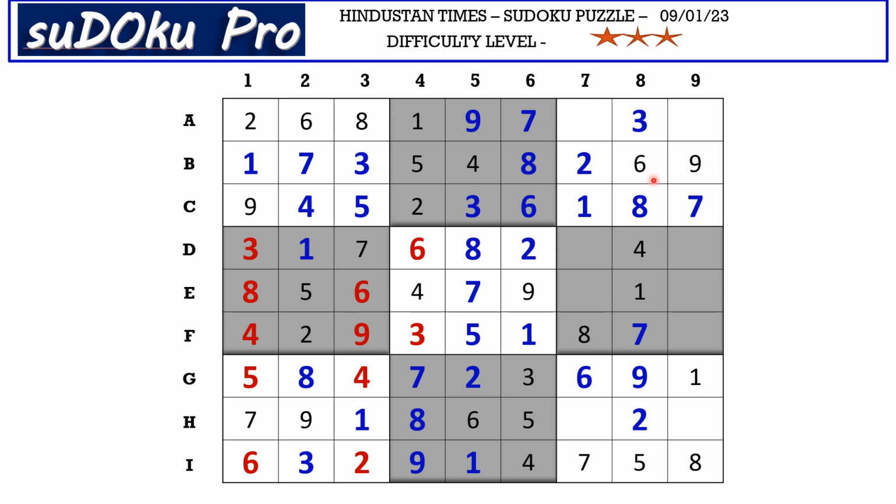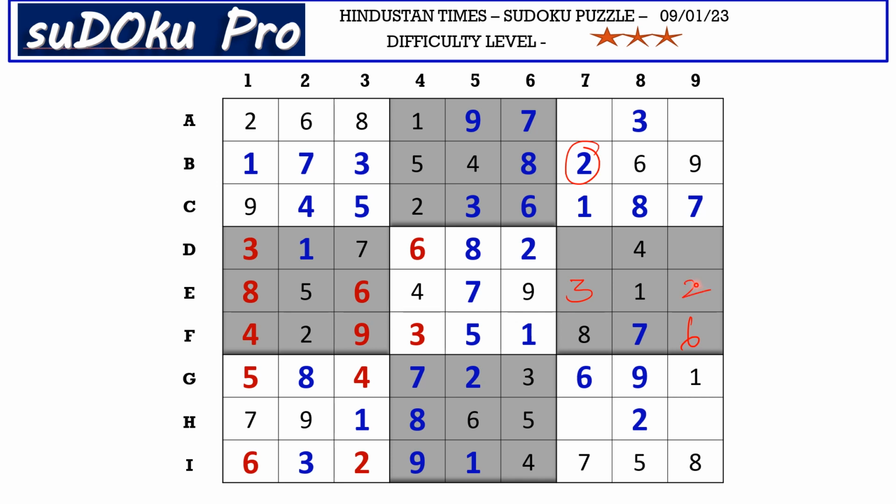Now let's fill all the missing numbers. In F row the only missing number is 6. Here in E row the missing numbers are 2 and 3. This 2 from column 7 blocks here. So E7 takes 3 and E9 takes 2.